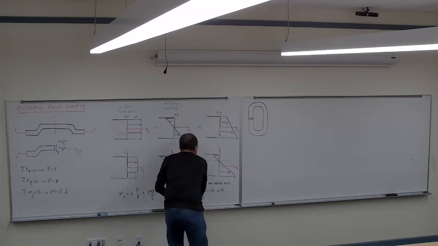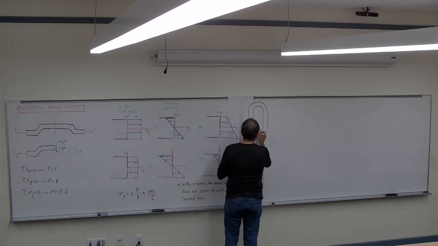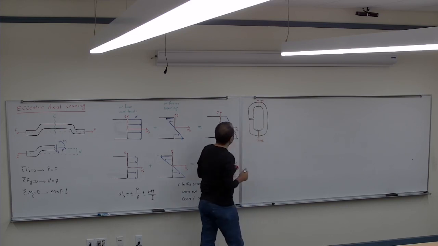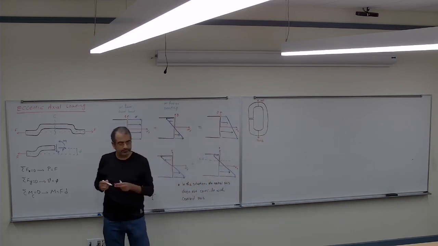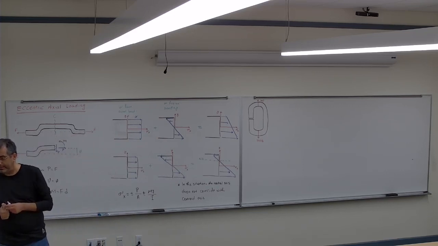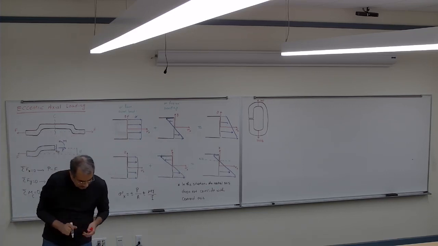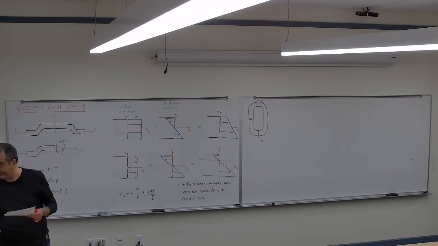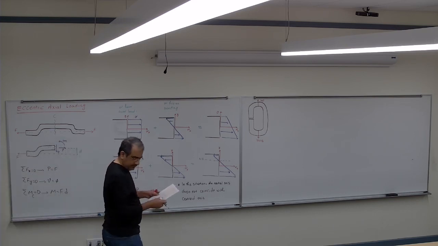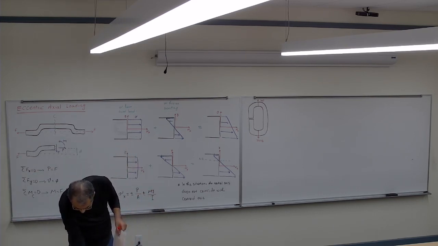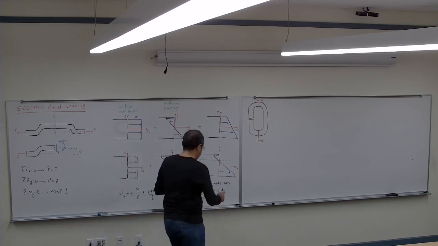160 pounds. Applying at these points, so it's going to be 160, 160 pounds. And then 0.5 is the diameter. The diameter is 0.5.